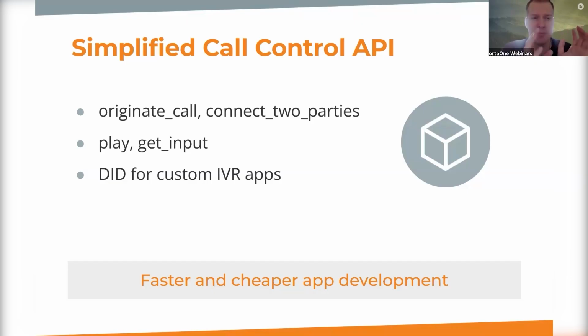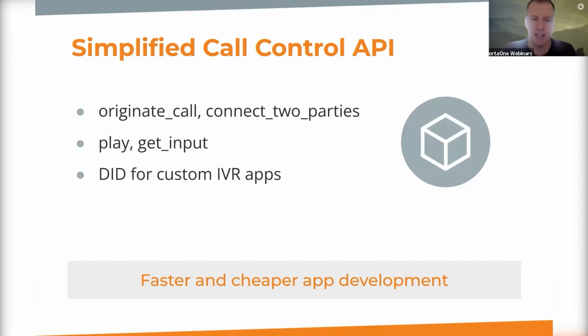You have a basic method play, which you just tell which prompt to play to the end user. It plays it back to the end user, to the caller. And then you have another basic method, get input, which just collects whatever DTMFs the caller enters on their phone. Again, very straightforward, very simple methods, much easier to use than the previous one.